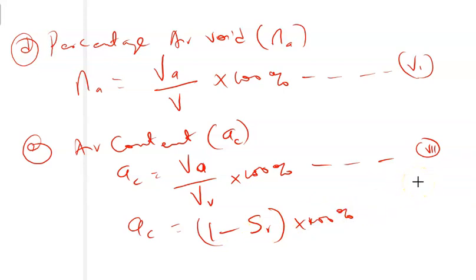So for saturated soil, both air content and percentage air voids are 0. So when it's saturated, it means the volume of air has been displaced by water. So that is it.